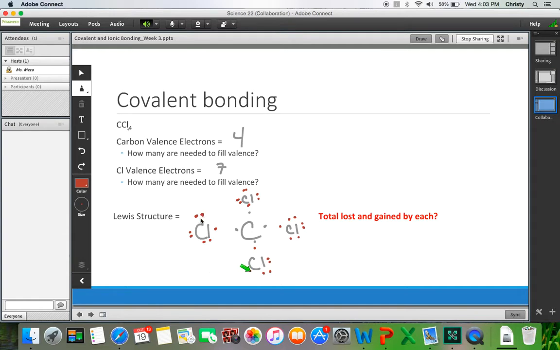So you should be able to see that each chlorine now has 2, 4, 6, and then this one between the carbon is 8. So each one of those chlorines now has 8, so it's full. And our carbon has 2, here's our 4, here's our 6, and here's our 8. So our carbon's full. So what happened is each carbon shared 4, and we only have one carbon, so carbon shared 4. And each chlorine shared 1.